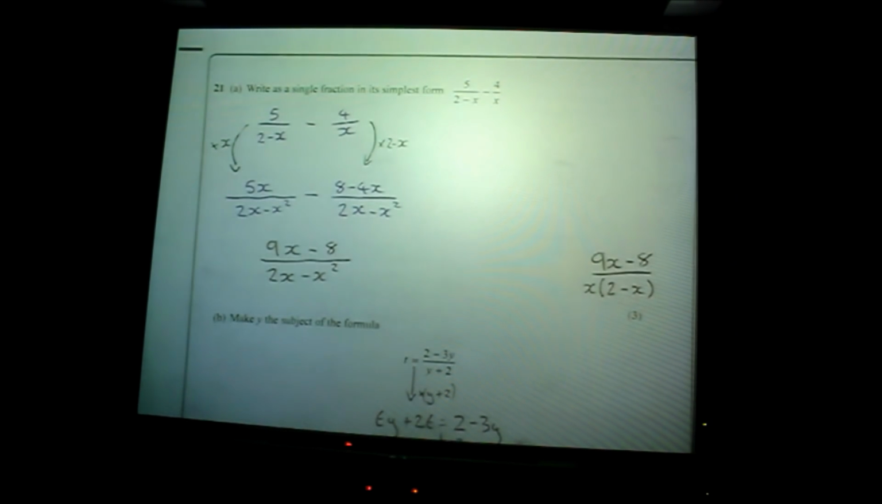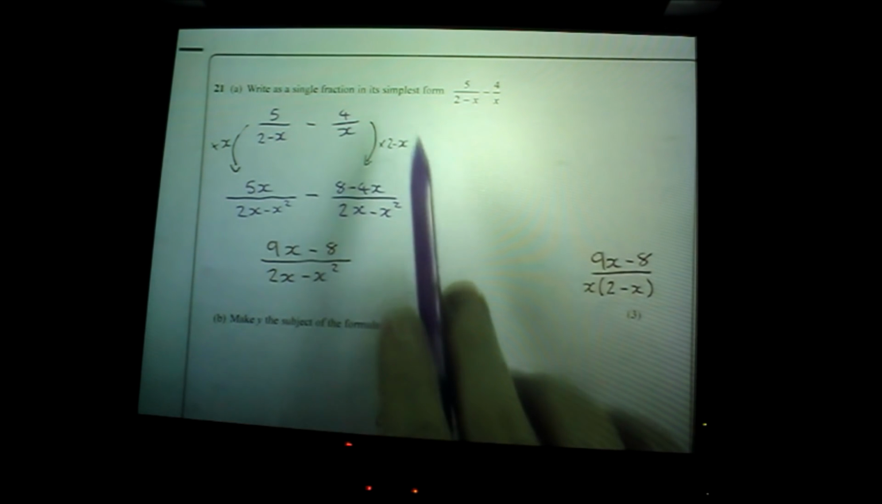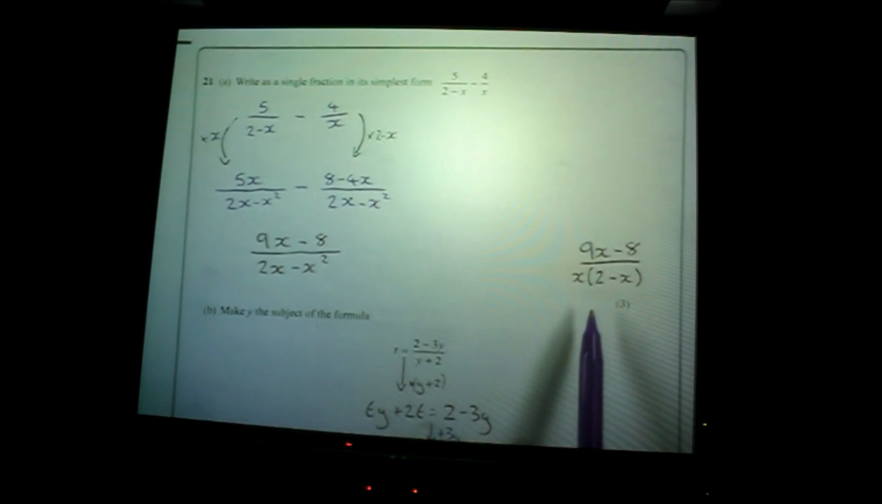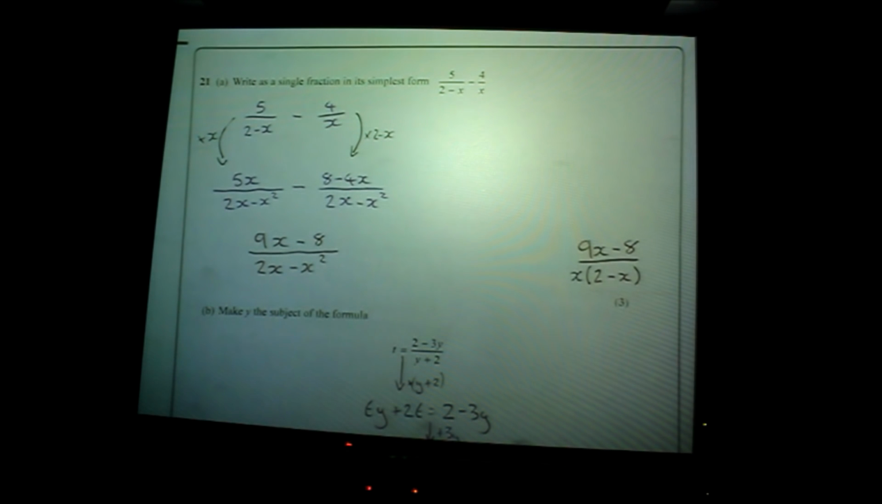Bit fiddly with the negatives. And the bottom, you've got 2x take x squared. Probably get you 2 marks for that, but it says put it in its simplest form, so you can actually factorise the bottom, look, because x is common, so x brackets 2 minus x close brackets.